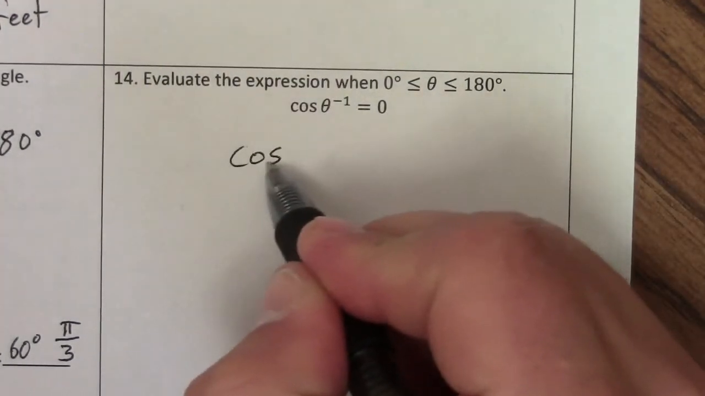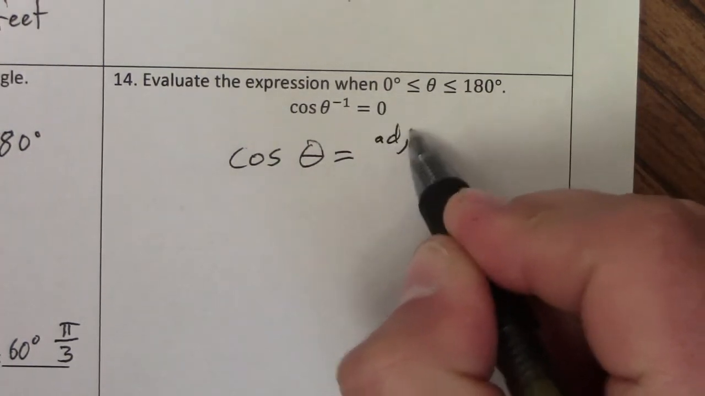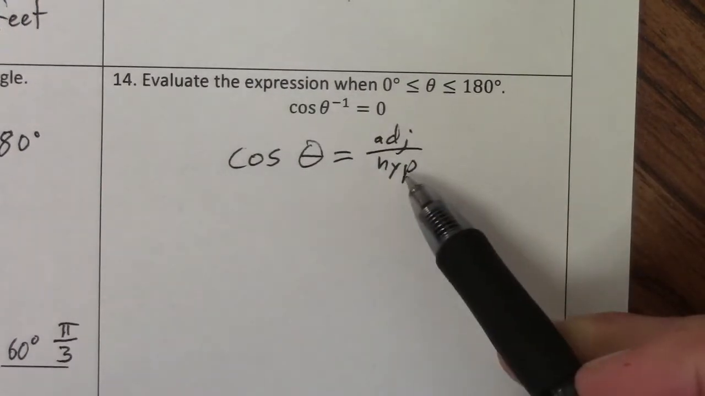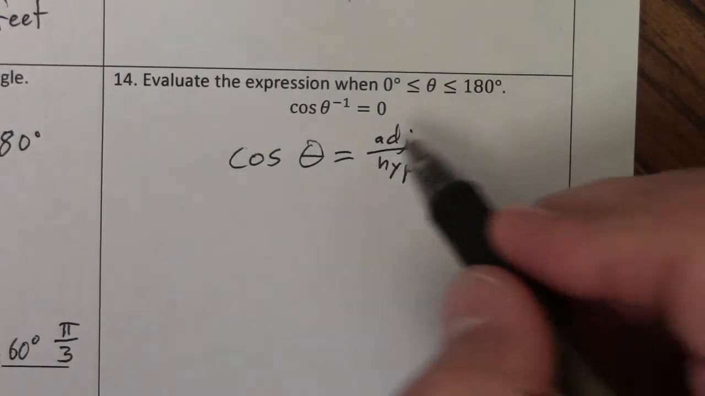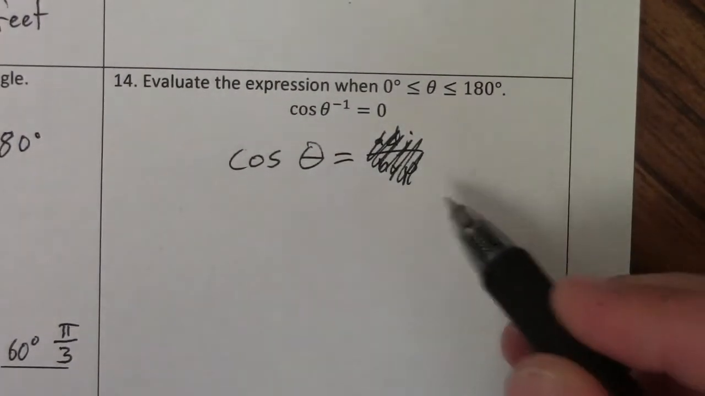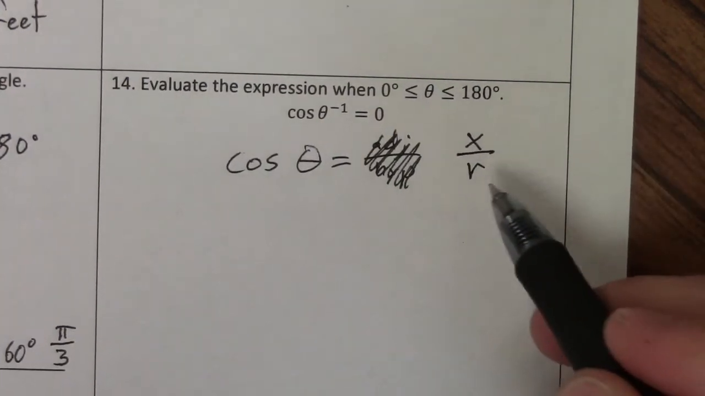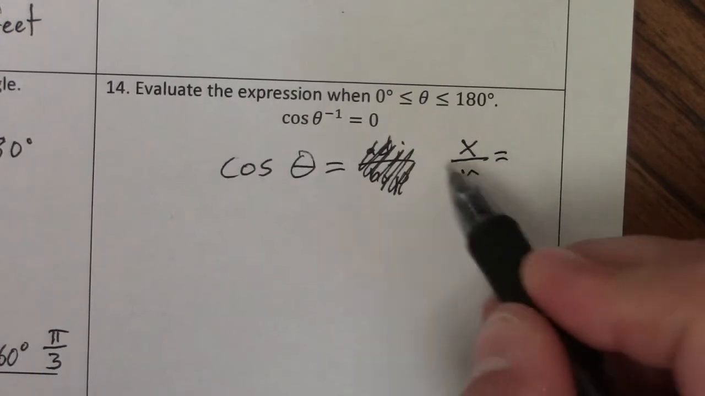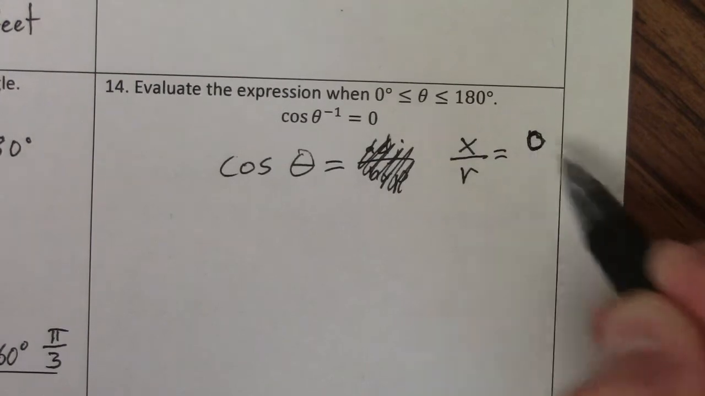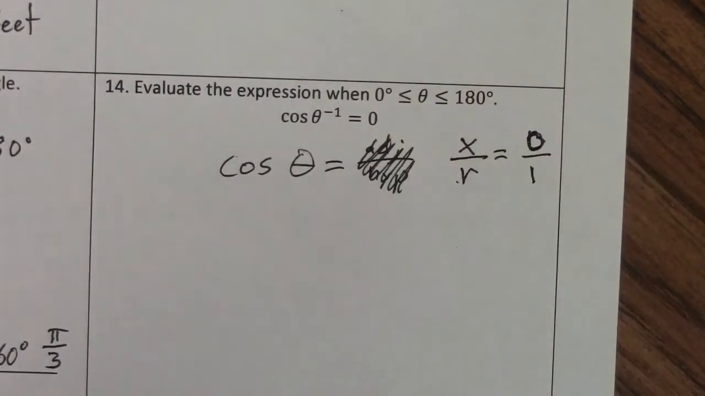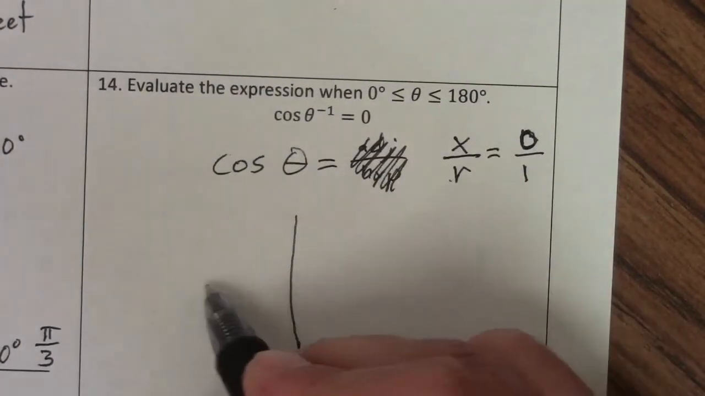So we know that cosine of theta equals the adjacent side over the hypotenuse. However, to get an adjacent side of 0, we're not dealing with a triangle. So this isn't really the right definition to use. If you use the circle definition of cosine, it equals x over r. This might work because if we can get an x coordinate of 0, and a radius is always 1 in these examples, we'll have the angle we're looking for.